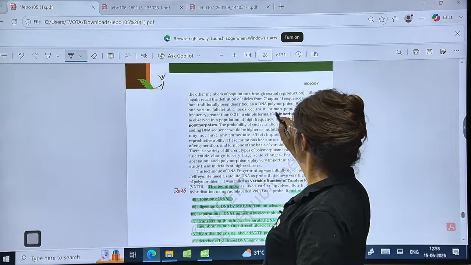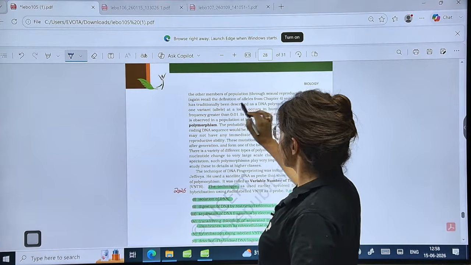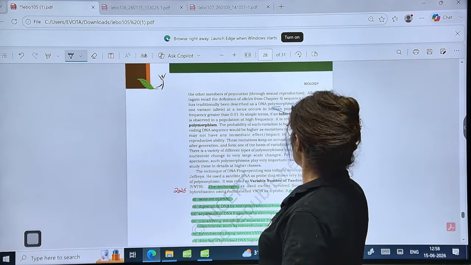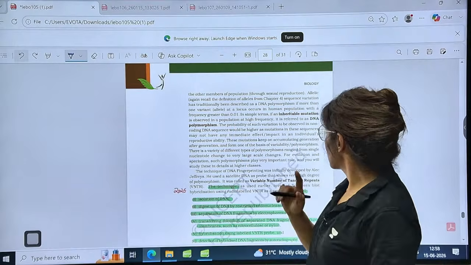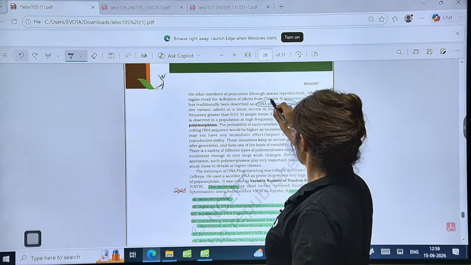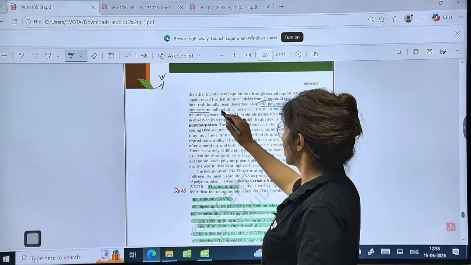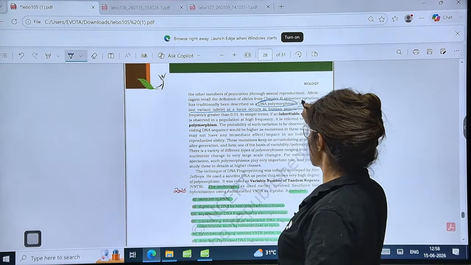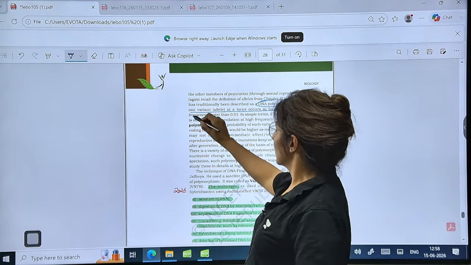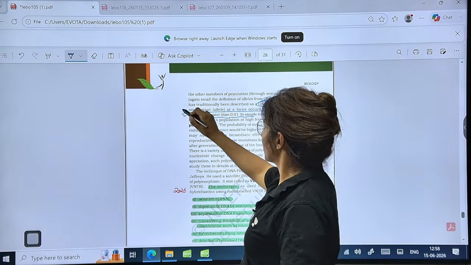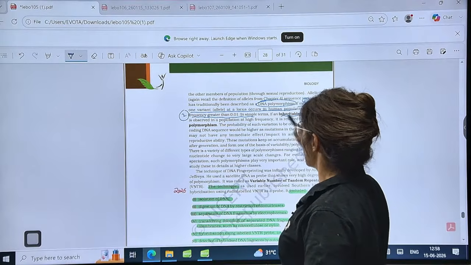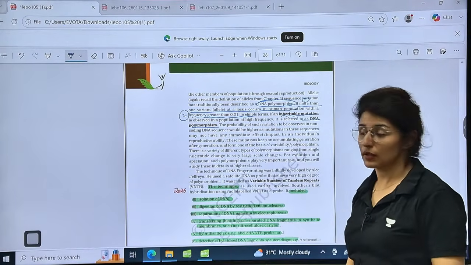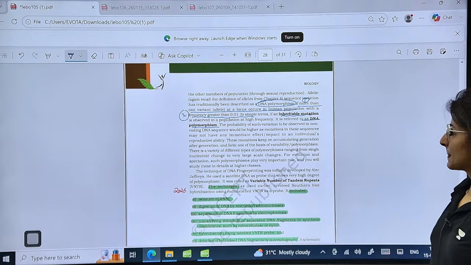And also, see here, allelic sequence variation has traditionally been described as DNA polymorphism. Only if it fulfills two criteria will it be known as polymorphism. Number one, more than one variant at a locus occurs in the human population. This is criteria number one. And second, the frequency should be greater than 0.01. And this is an inheritable mutation and is referred to as DNA polymorphism. Is that clear to all?